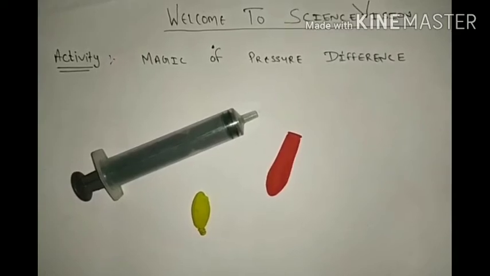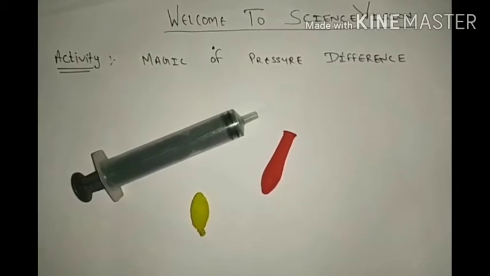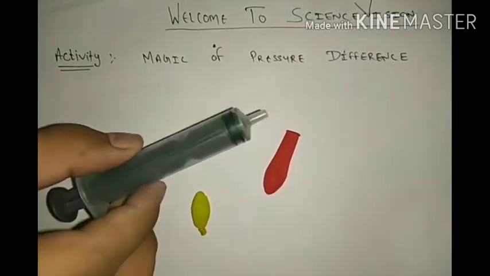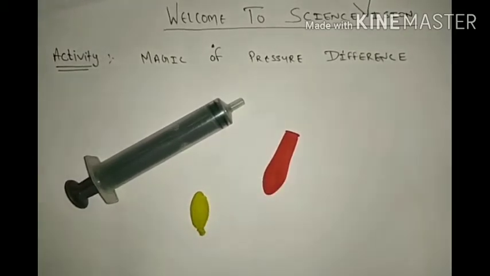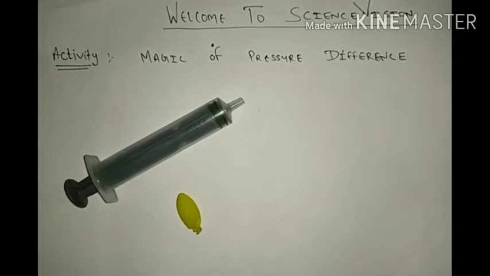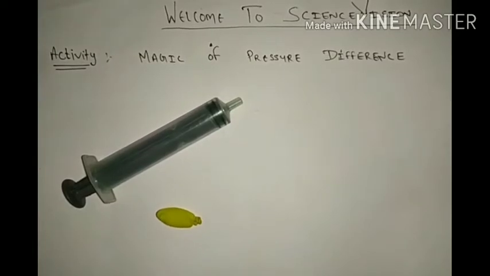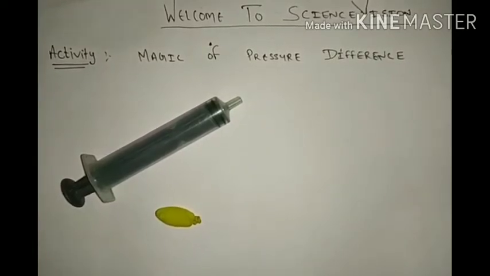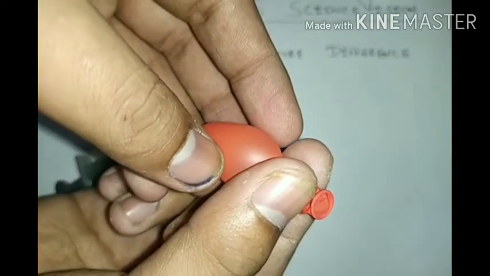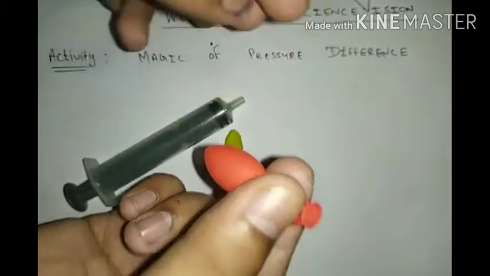We are here again with a new activity, which is the magic of pressure difference. For this activity we require a syringe and some water balloons. Take a water balloon and blow some air into it. Blow like it and just release a small amount of air. We'll require this size of balloon basically.